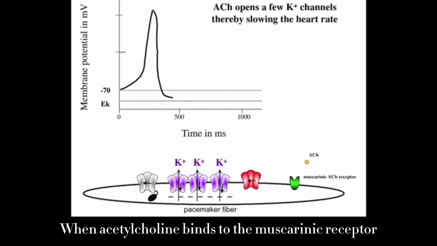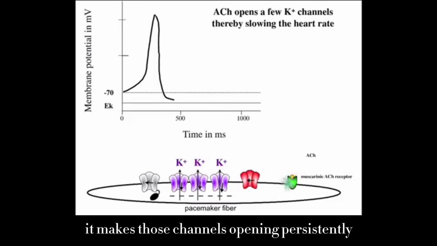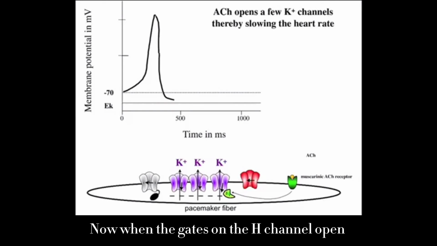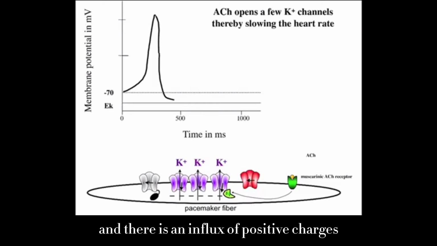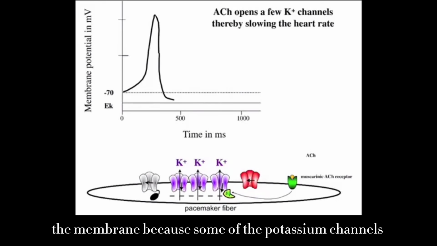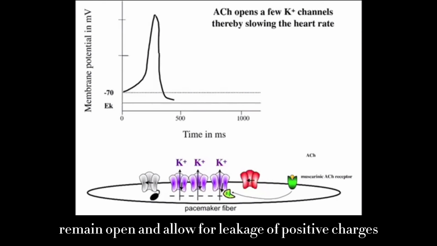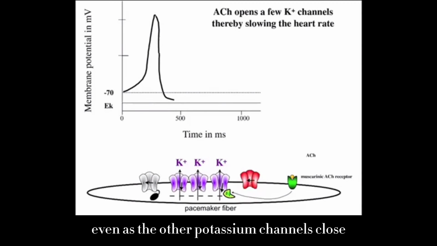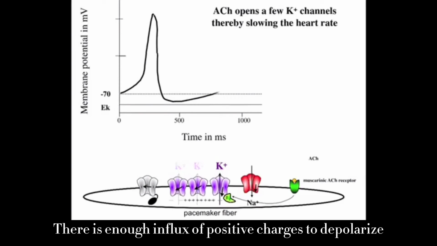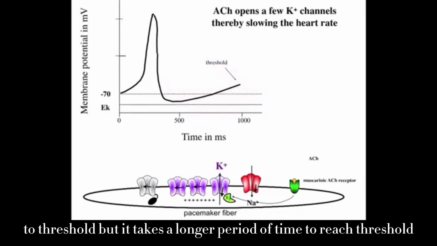When acetylcholine binds to the muscarinic receptor, it makes those channels open persistently. That is, the channel will not close even when the membrane is strongly depolarized. Now, when the gates on the H channel open and there is an influx of positive charges, it will take longer for the positive charges to depolarize the membrane. Because some of the potassium channels remain open and allow for the leakage of positive charges even as the other potassium channels close, there is enough influx of positive charges to depolarize to the threshold, but it takes a longer period of time to reach threshold.